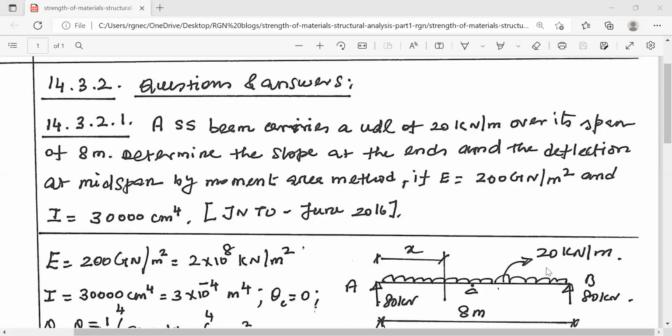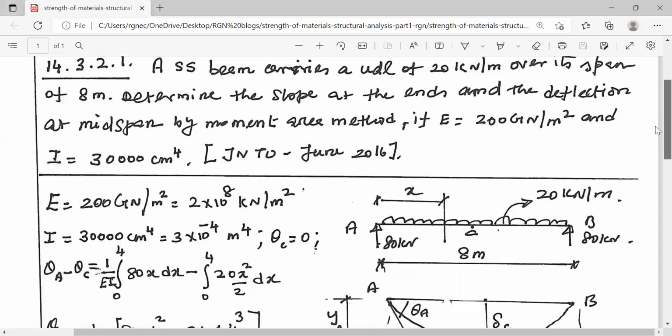Now, what is Mohr's moment area theorem? If there are 2 points on the deflected curve, let us say A and C, then the difference in the slope, theta A minus theta C, is equal to 1 by EI times the area of the bending moment diagram between these 2 points. This is Mohr's theorem.